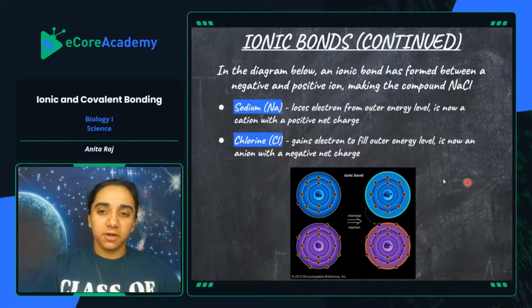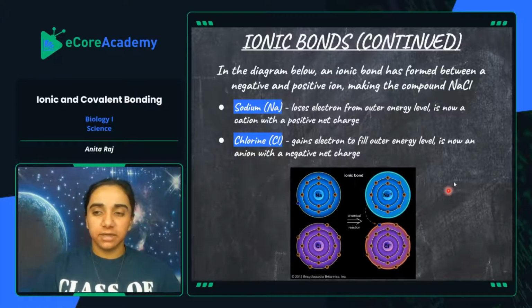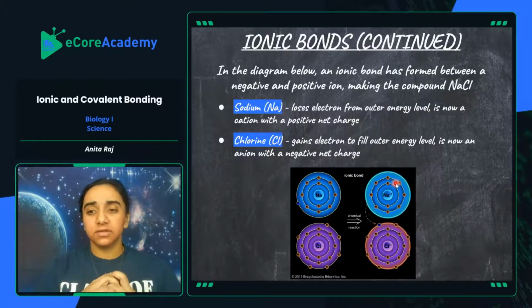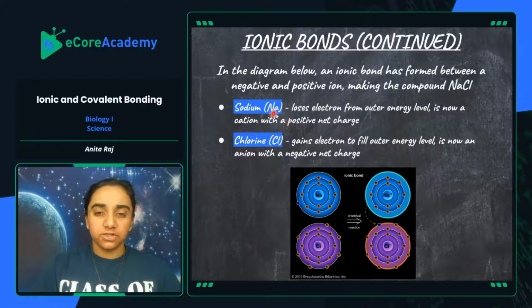In the diagram below, an ionic bond has formed between a negative and positive ion, making the compound NaCl. In this case, sodium is the positive ion, Cl, chlorine, is the negative ion, and they have bonded through an ionic bond and make the compound NaCl, which is sodium chloride, which is table salt. The sodium, which is your Na, ends up losing an electron from the outer energy level, and it's now a cation with a positive net charge.